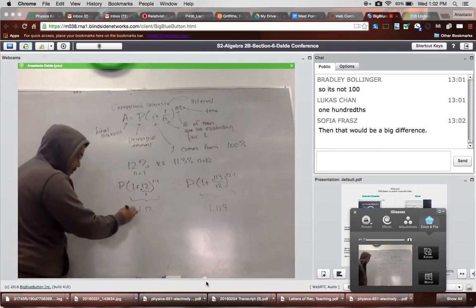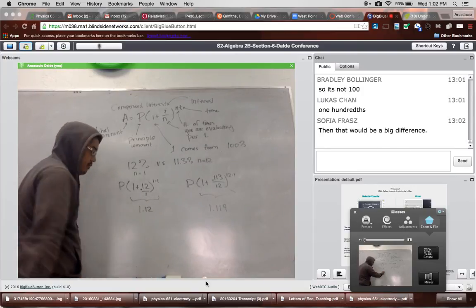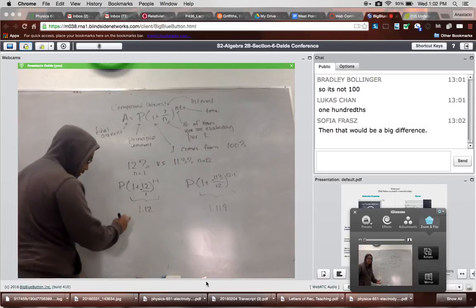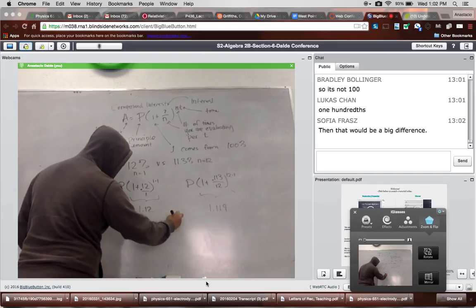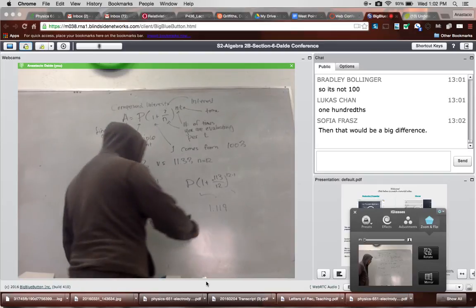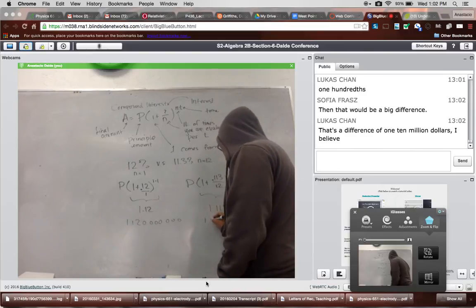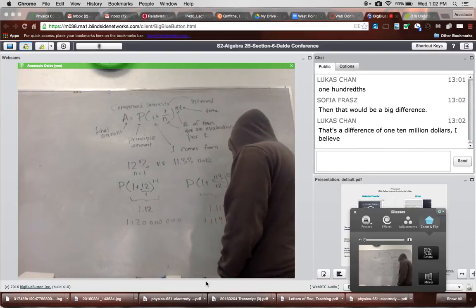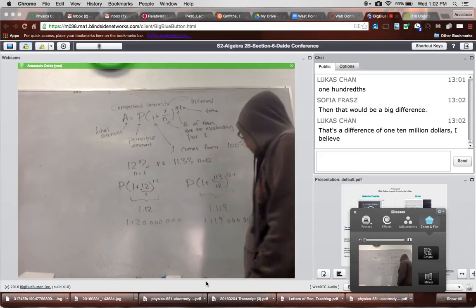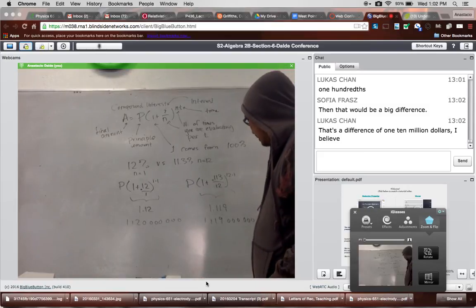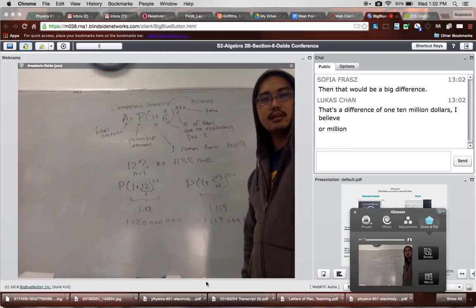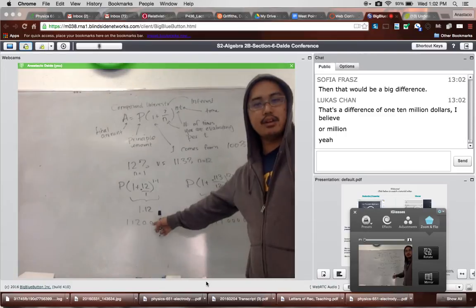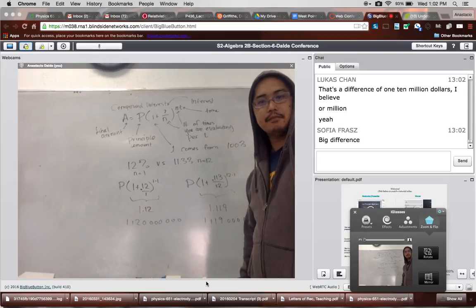So I'm going to multiply 1.12 times a billion. That would be 1,120,000,000. And then this one over here, I'll multiply that by a billion. That's 1,119,000,000. All right, so that is a difference of $1 million. I'd rather have the one that has $1 million. You see what I mean?